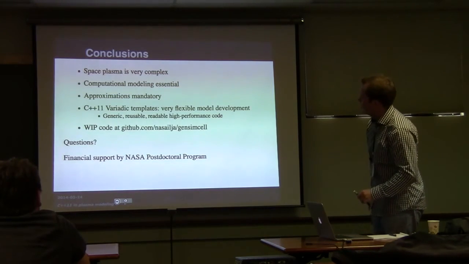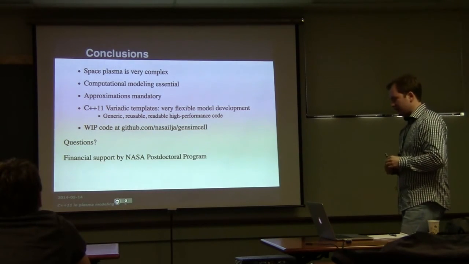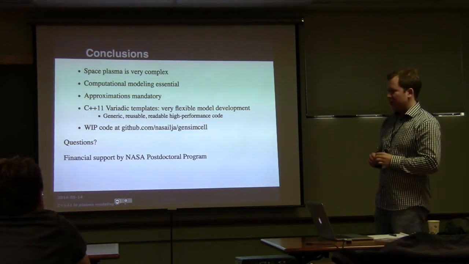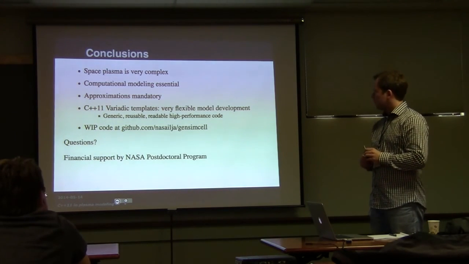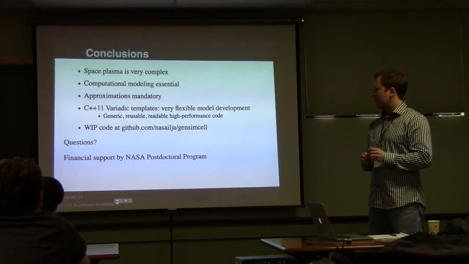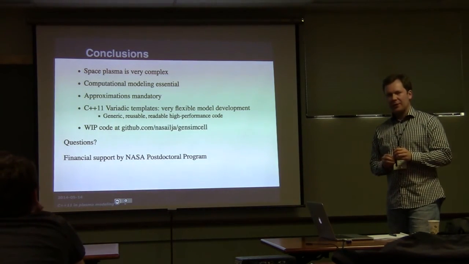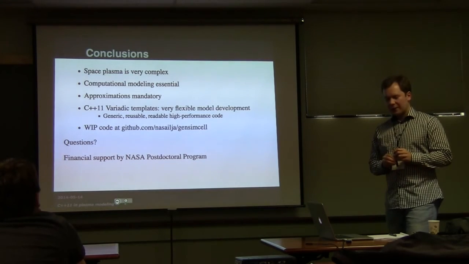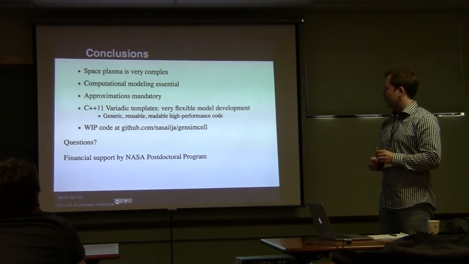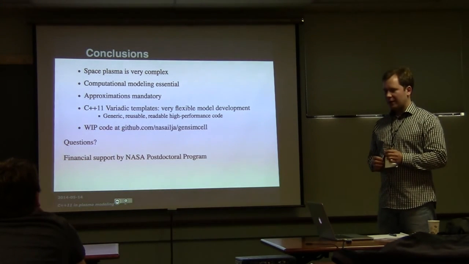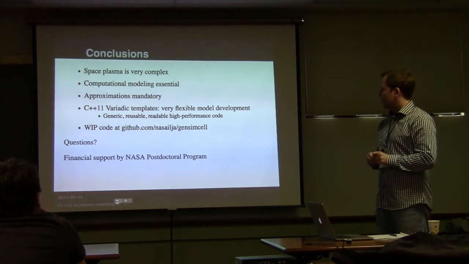Right. So to conclude, space plasma is very complex from just the physics point of view, but also from the computational point of view. So computational modeling is essential in many cases. There has been a lot of theoretical mathematical work, but for example, space weather prediction and stuff like that, you can't really do that analytically. So you have to have a computational model for that. And due to the complexity, all kinds of approximations are mandatory, pretty much.